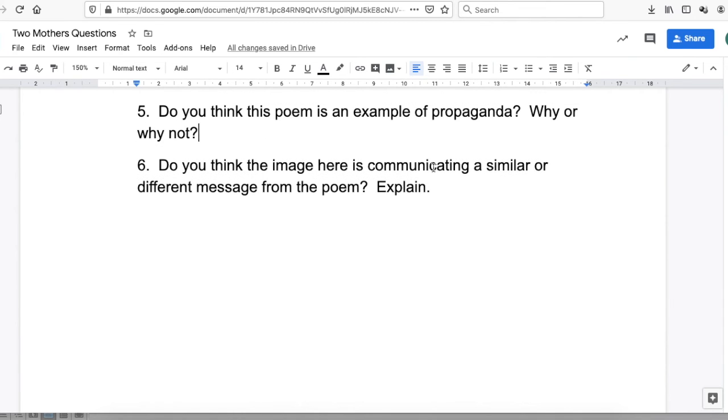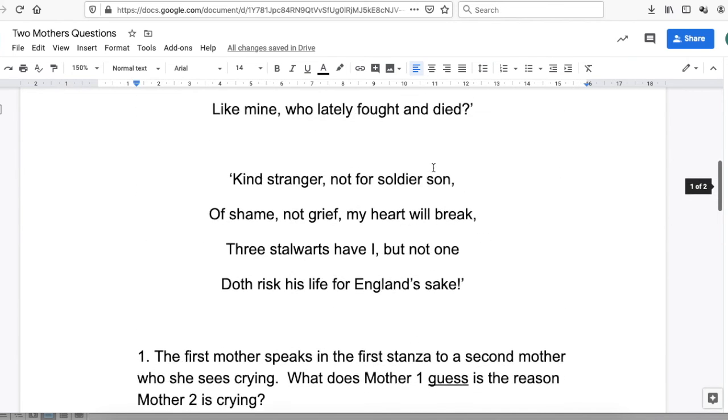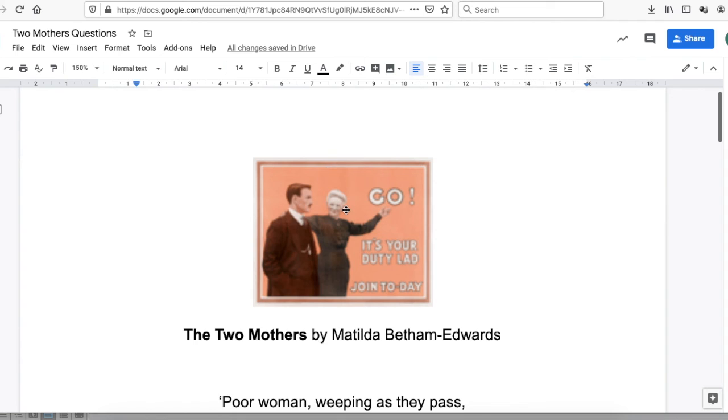Finally, have a look at the image at the top. Sorry the quality is not great, but you get the picture. There's a woman who appears to be older with the light hair, with her arm around a young man, pointing the way. She says, "Go. It's your duty, lad. Join today."